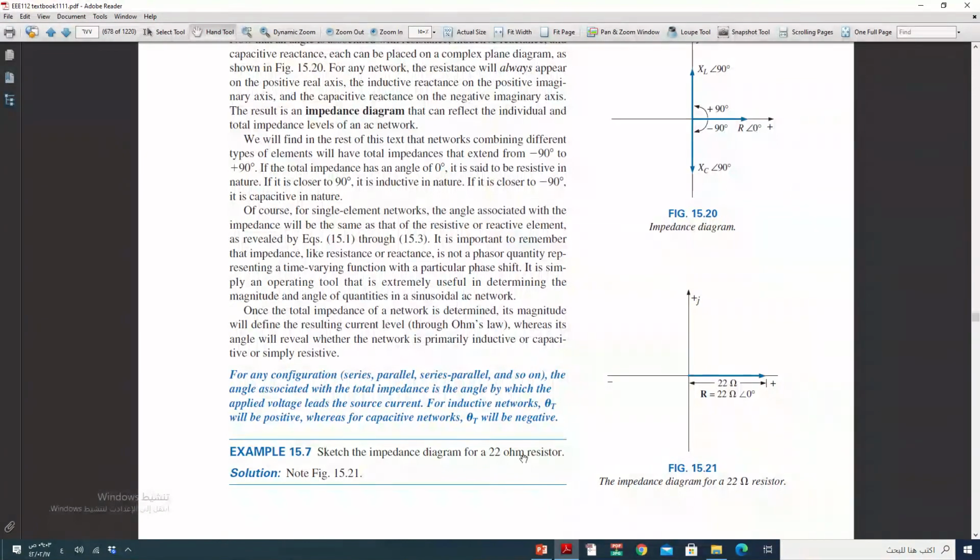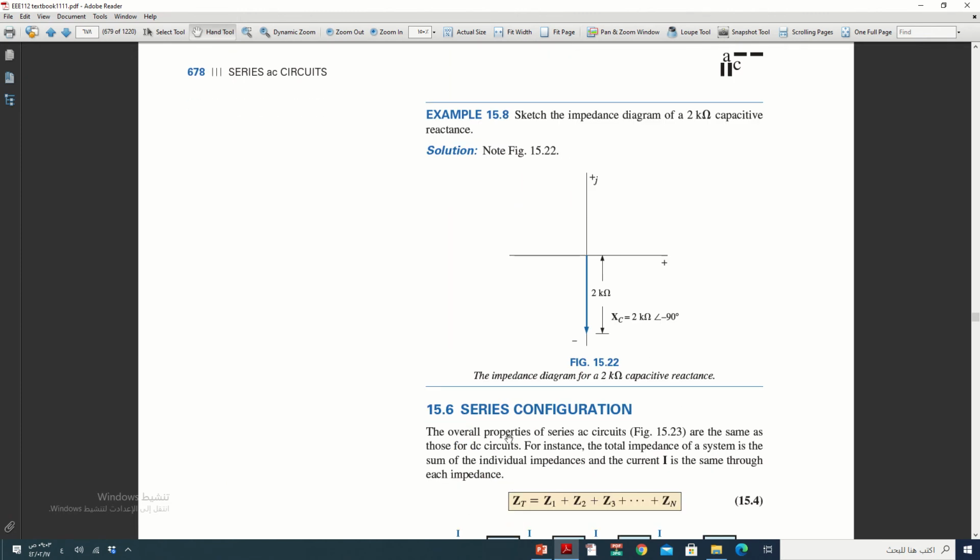If we have this example, sketch the impedance diagram for a 22 ohm resistor. This means 22 with angle 0. Similarly, if we sketch for a 2 kilo ohm capacitor, it will be minus 90.